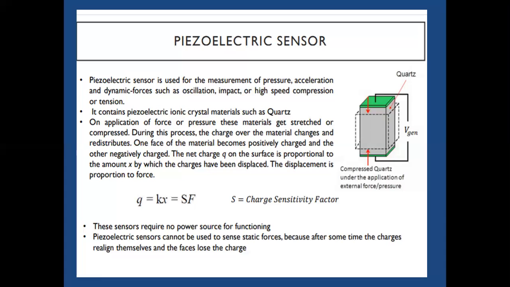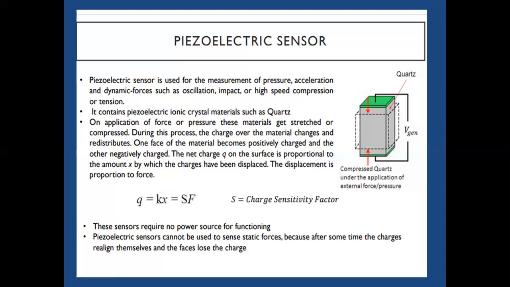So every sensor has some constant or some factor. In this situation, S is the charge sensitivity factor, which is given by the manufacturing companies. These sensors require no power source for functioning. The main advantage of this sensor is there is no power source for the functioning.